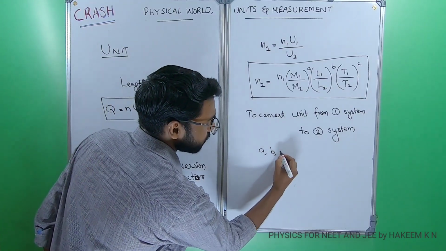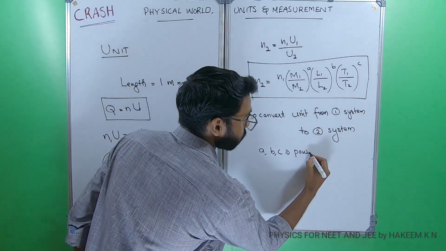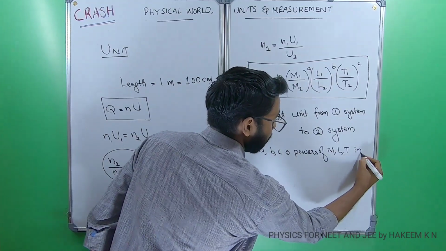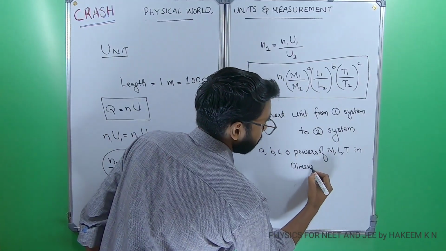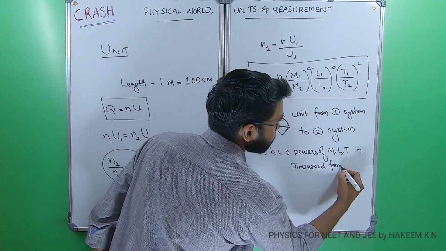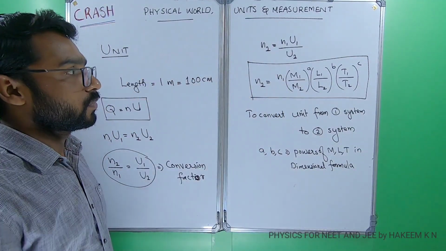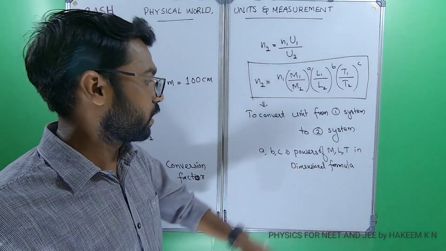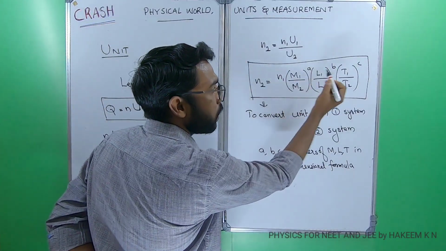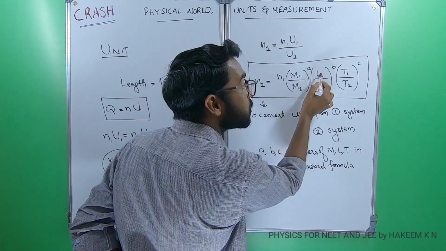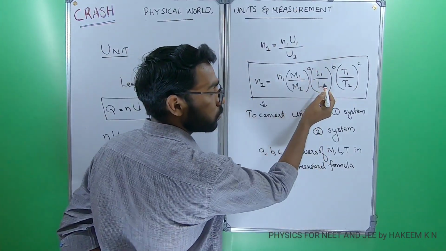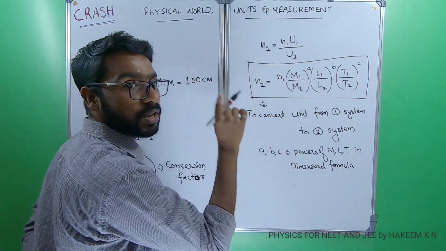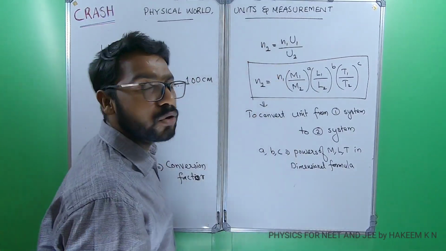What are a, b, c? They are the powers of mass, length, time in the dimensional formula of the physical quantity. This equation is used to convert units from one system to another system. M1, L1, T1 are units of mass, length, time in the first system. M2, L2, T2 are units of mass, length, time in the second system. n2 is the numerical value in the second system, n1 is the numerical value in the first system.